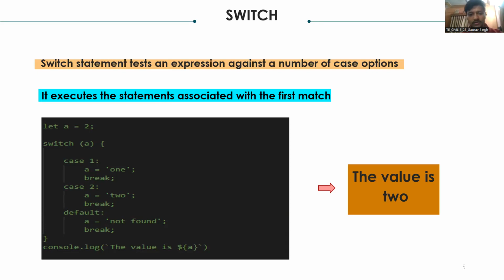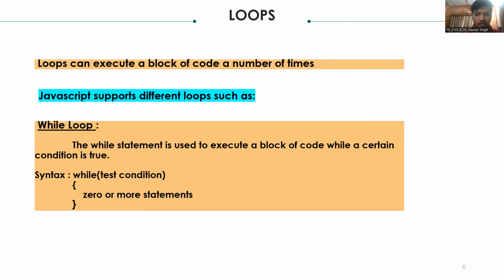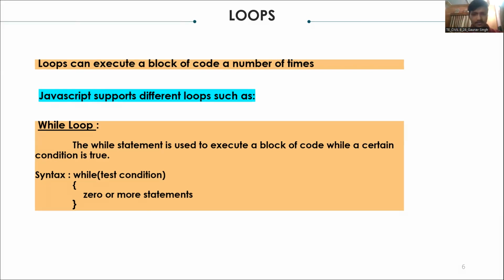Let's jump further to loops. As you can see, a loop can execute a block of code a number of times. There are many types of loops, such as for loop, while loop, for in, for of, etc. Here we are going to talk about while loop and for loop. The while statement is used to execute a block of code while a certain condition is true. The syntax is given as while, then the test condition which we are going to specify, and then the statements.